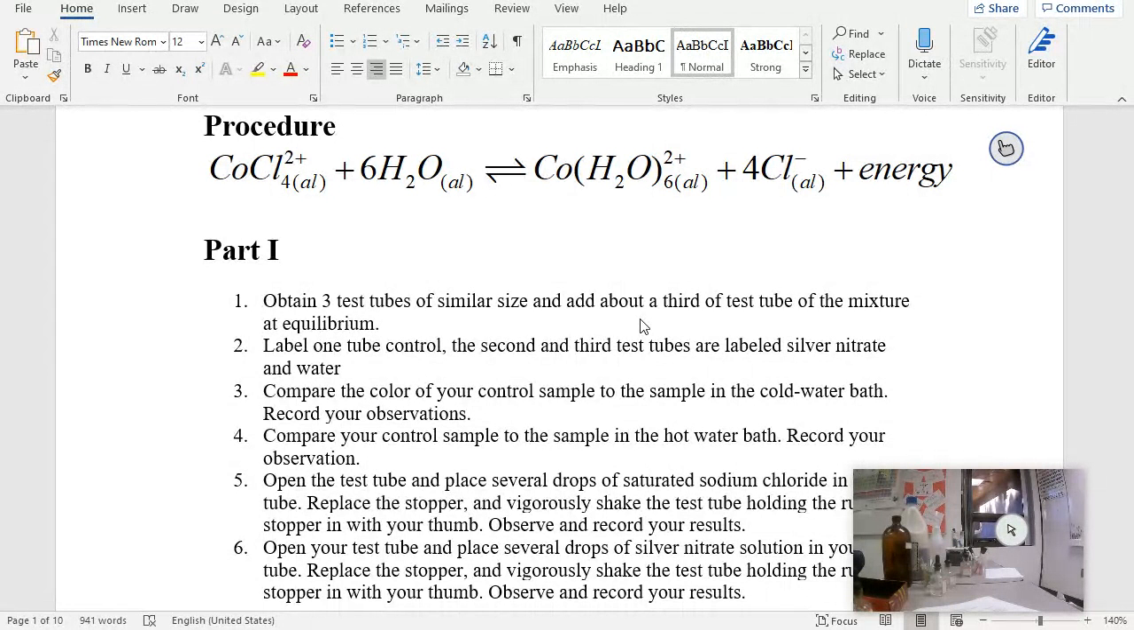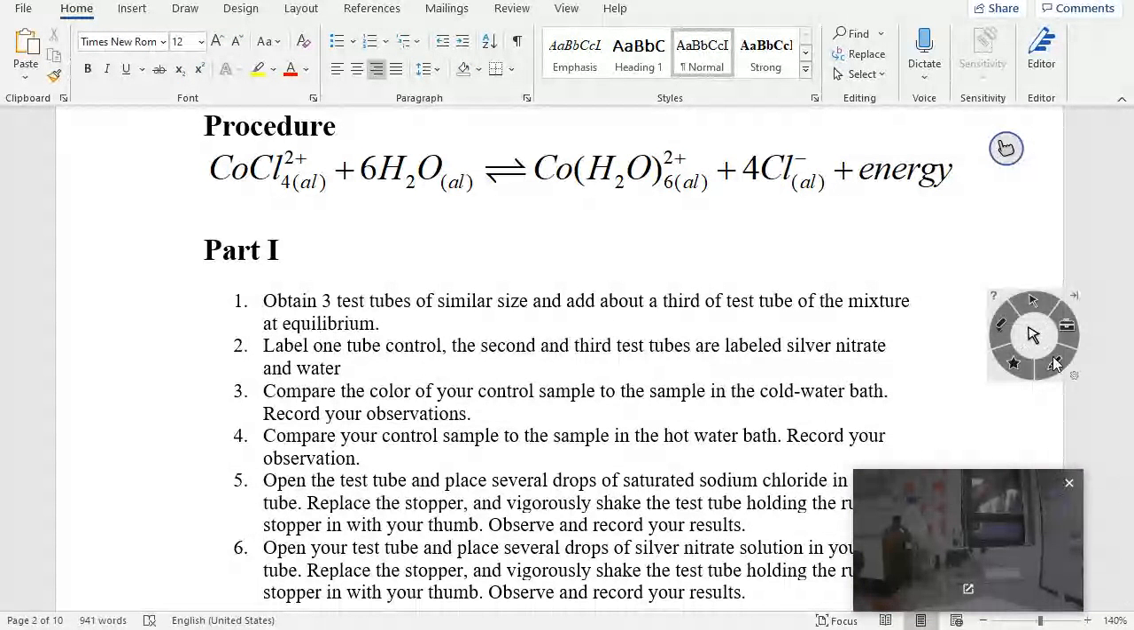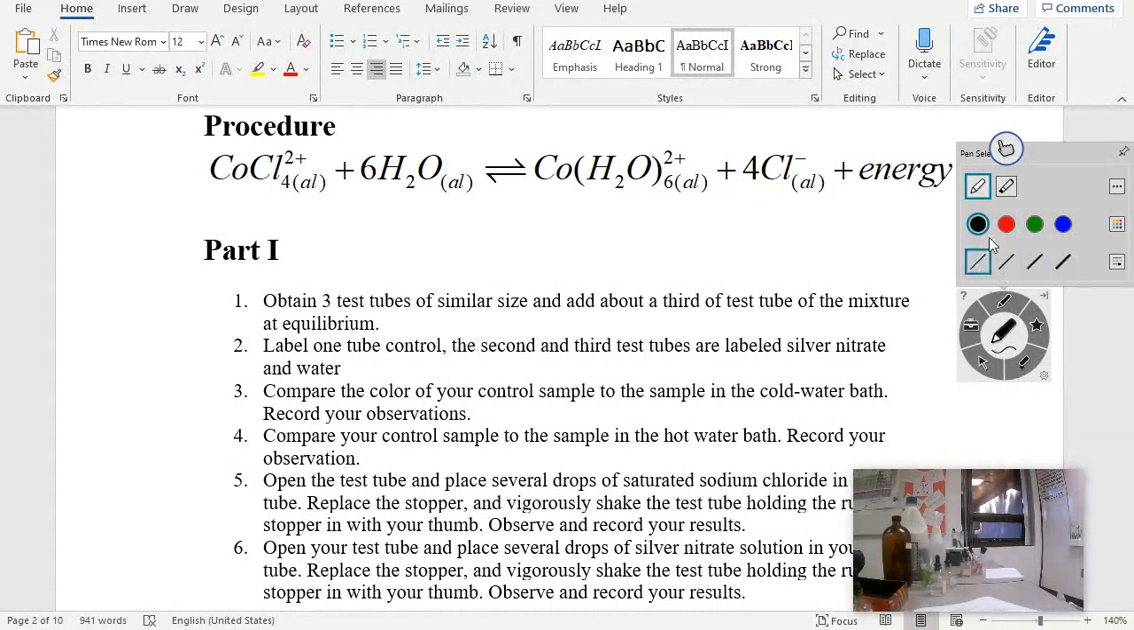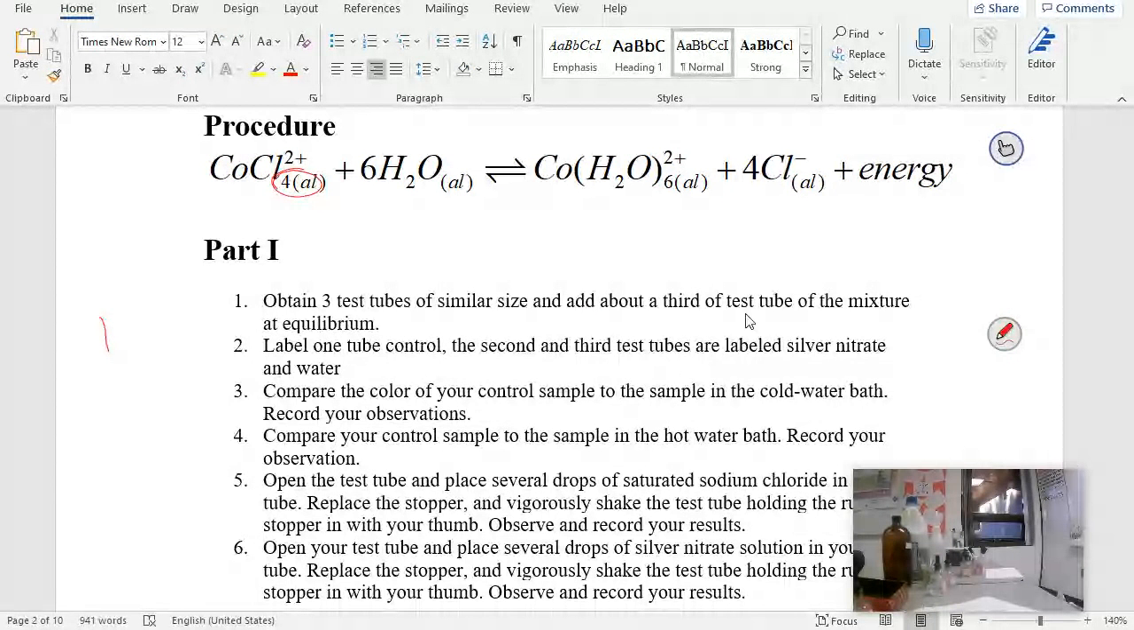This little Al here means it's dissolved in alcohol. Now, I'm probably going to have to reorientate my board in a minute.